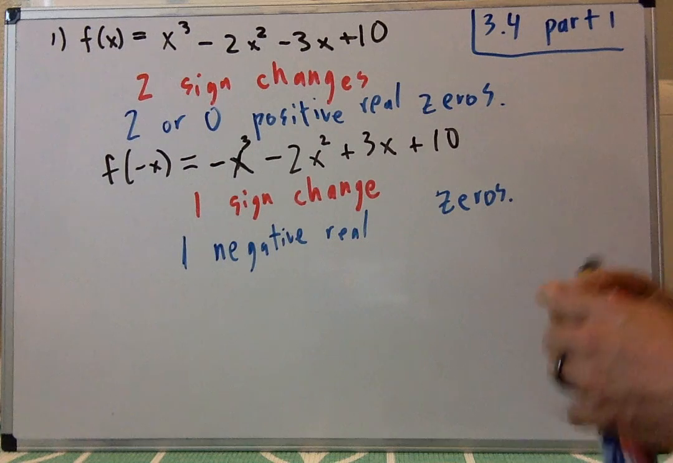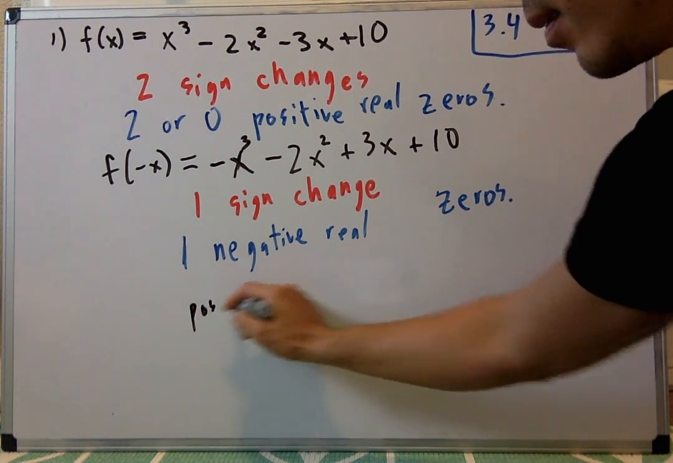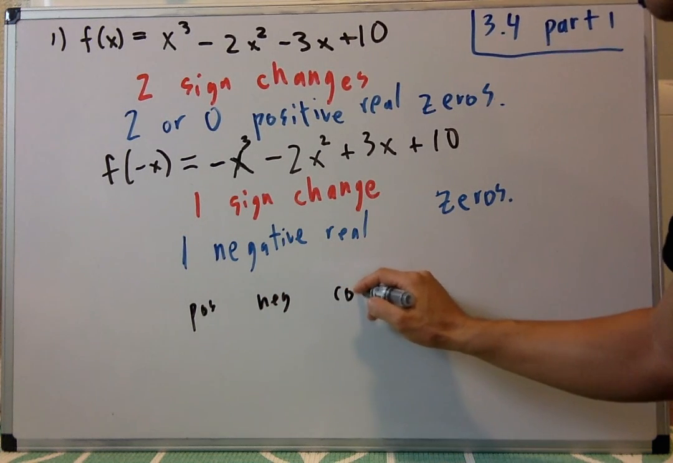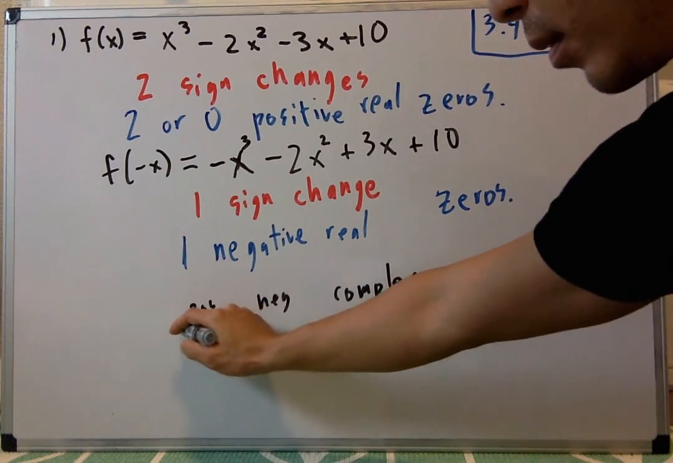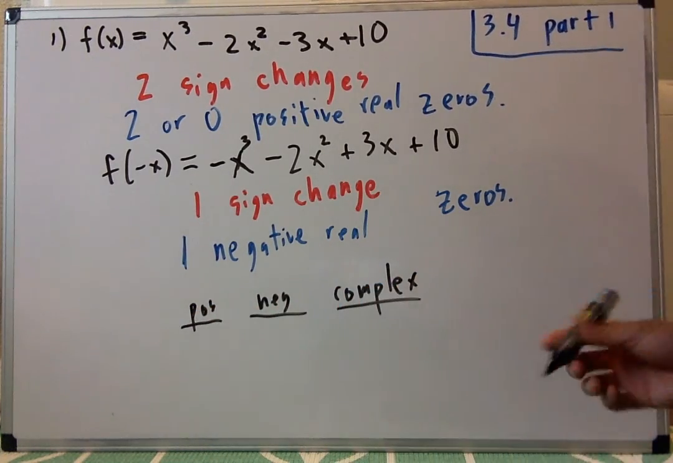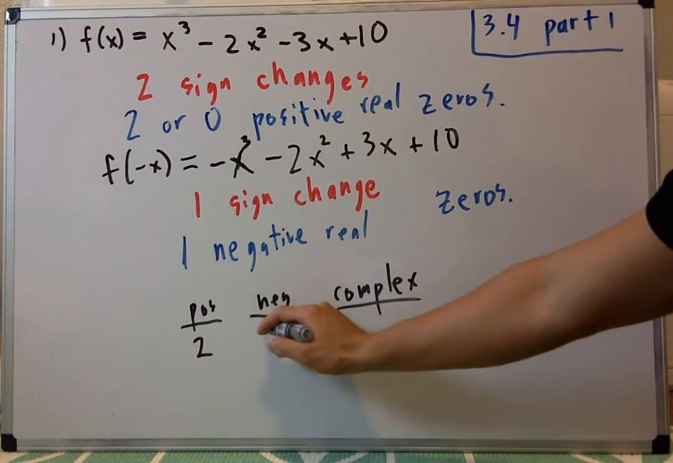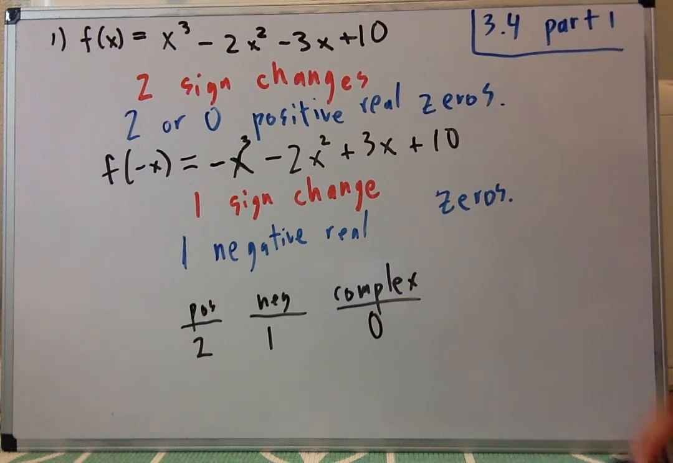Okay, so let's make a little table here. Let's do positive real roots, negative real roots, and then the last part that's going to fill things in is the complex roots. All right, so my possibilities. I could have 2 positive real roots. I know I have one negative one. That's already 3, so that's going to be no complex.